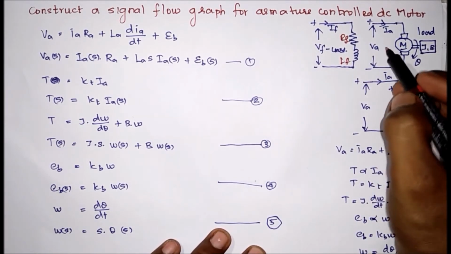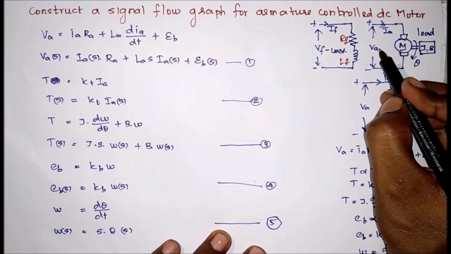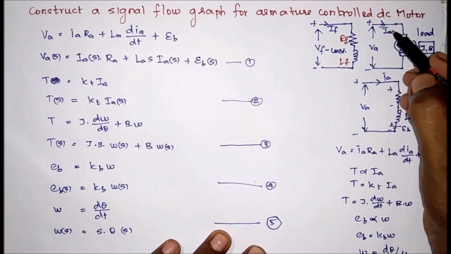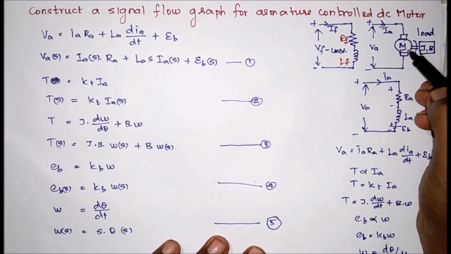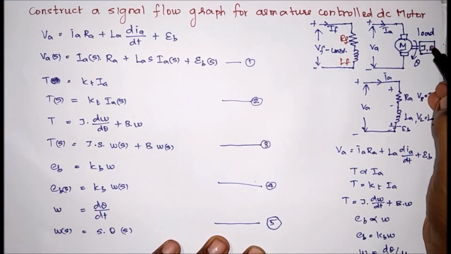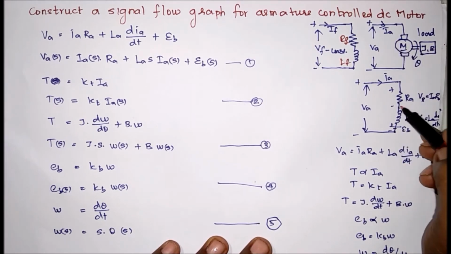Now, according to the concept of the armature controlled DC motor, we are going to vary the armature voltage. Hence, the armature current will be varied, and the speed will be controlled. Actually, this is the load which is connected to the shaft of the motor. So the equivalent circuit of the armature is this.